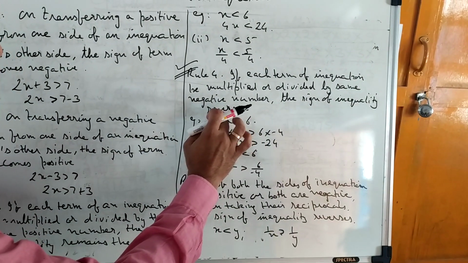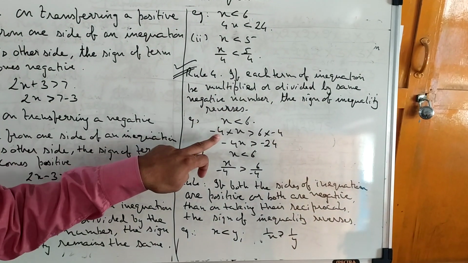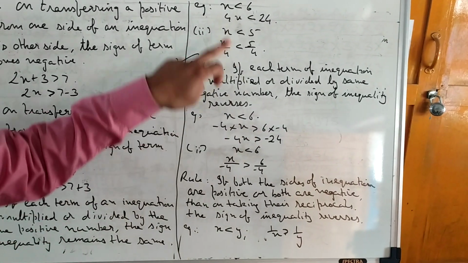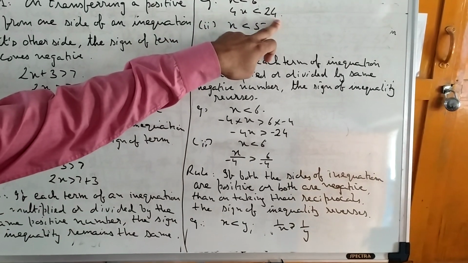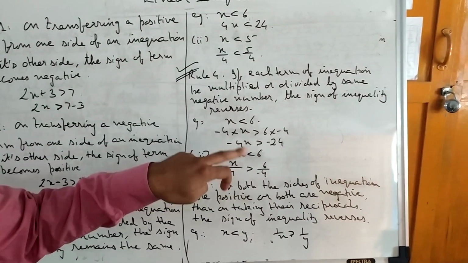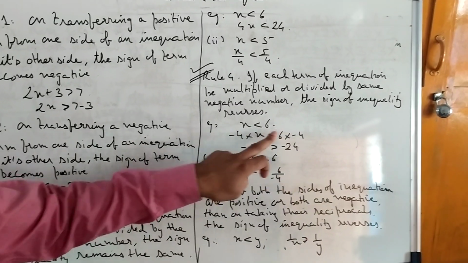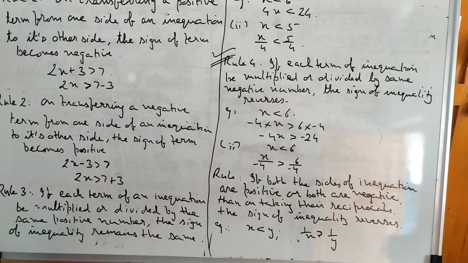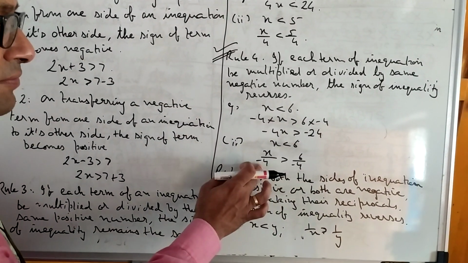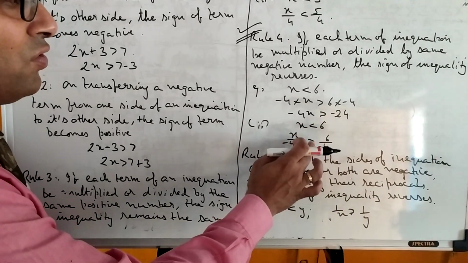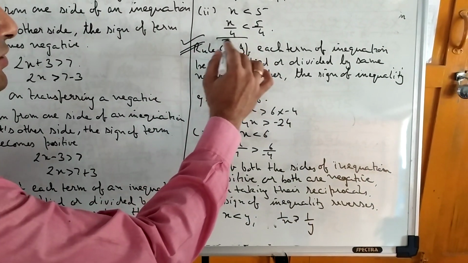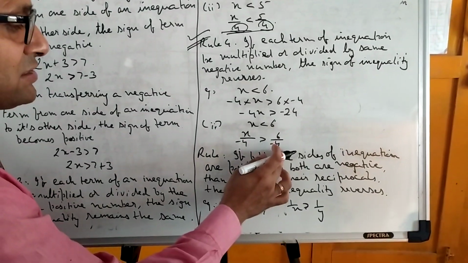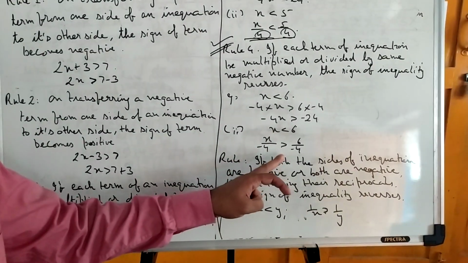Now here the sign will reverse. See, I am multiplying by minus 4 on both sides. So here the sign will change. But here it was not changing when I was multiplying by the positive term. When I multiply both sides by the same negative term, the sign will change. This you have to keep in mind. This is very important. The same case here: when I am dividing by the same negative number, the sign will change. Here it was not changing when I was dividing by the positive number. But when I divide by a negative number, the sign will change.